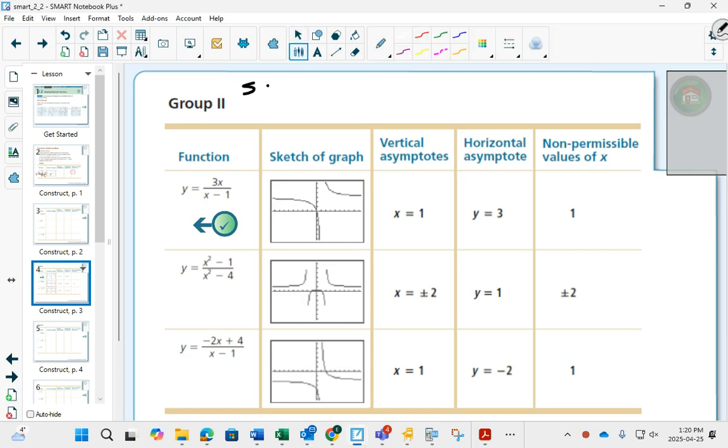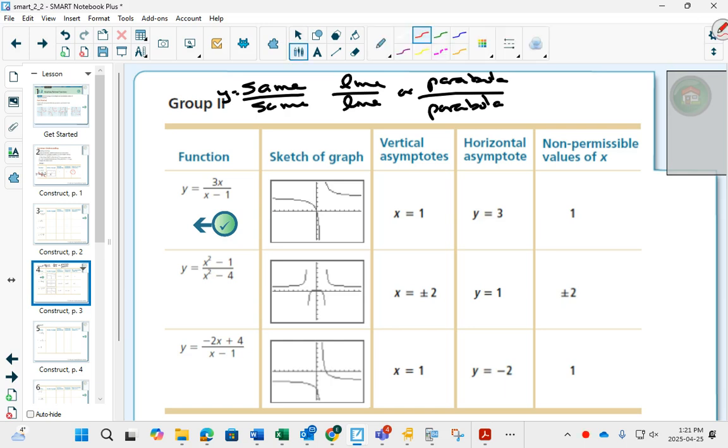So group 2, I don't know if this is y equals the same over the same. In other words, it can be a line over a line or a parabola over a parabola. And we're going to look at the special things that happen in this situation. So I'll get you to copy those down, and while you're copying them down, I'm going to get you to add in red pen, hopefully you have a red pen, the asymptotes at y equals 3, x equals 1.